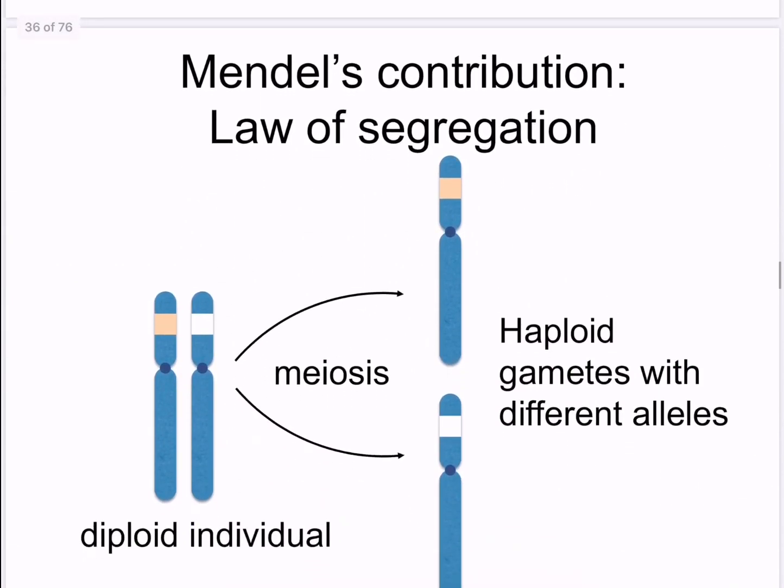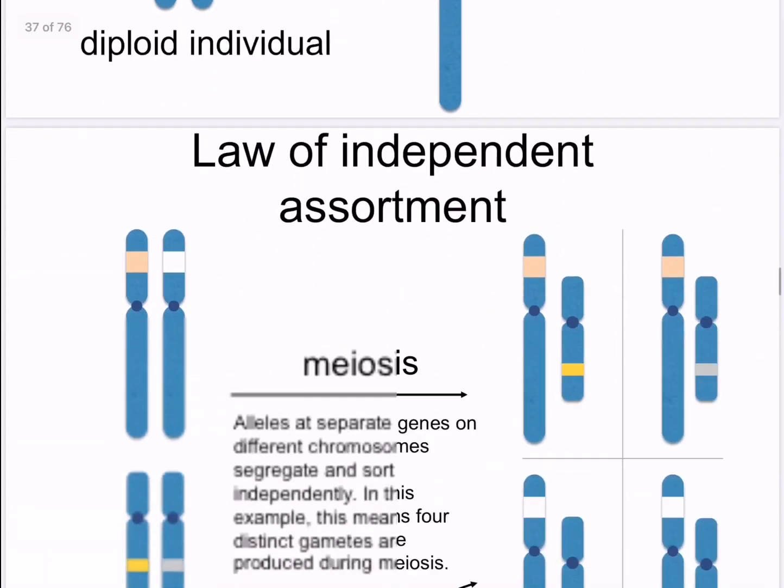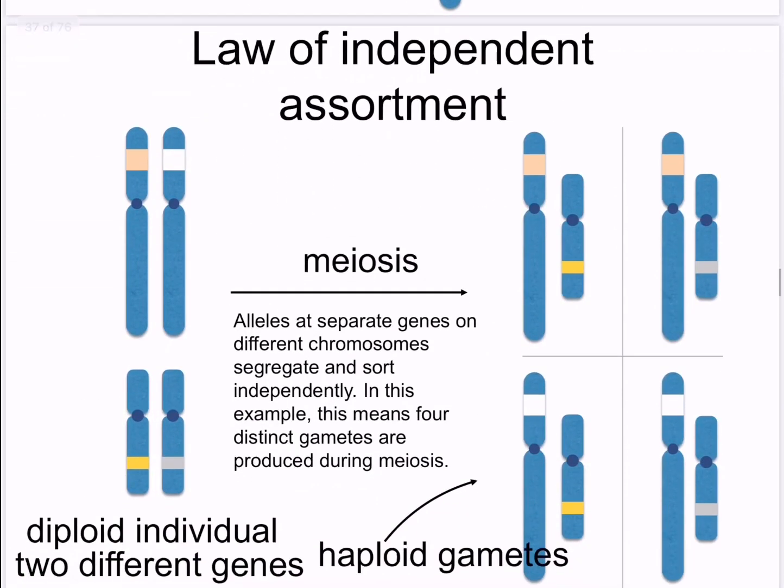And Mendel contributed many things. One law that we know is the law of segregation. This states that when chromosomes pair, they separate in meiosis so that each gamete receives one allele per trait. And this differs from the law of independent assortment, which states that alleles of different genes assort independently when gametes form.